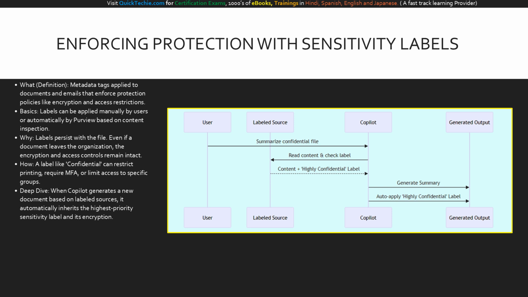This sequence diagram illustrates label inheritance. The user asks Copilot to summarize a file. Copilot reads the file and detects the highly confidential label. When Copilot generates the brand new summary document for the user, it doesn't just paste the text, it automatically stamps that new document with the exact same highly confidential label and its associated encryption.